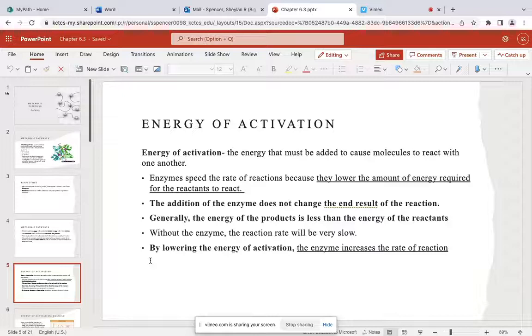And remember, what did we say? It doesn't change the end product. And remember, the enzyme is not affected. The enzyme itself is not affected.